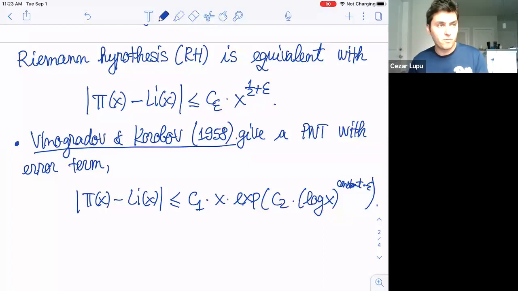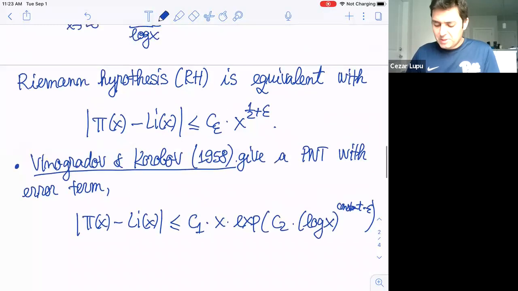Anyway, this paper was improved by Steinig, back in the 80s. I think it was published in Inventiones. He actually improves the result of Vinogradov and Korobov. I don't remember how Vinogradov and Korobov proved this, but I know for sure that Steinig's proof was quite elementary, I would say. All right. So this is a little bit about the Riemann hypothesis and its equivalences.